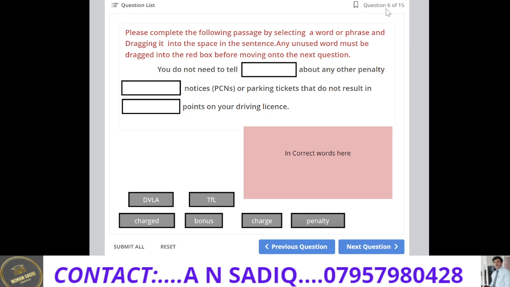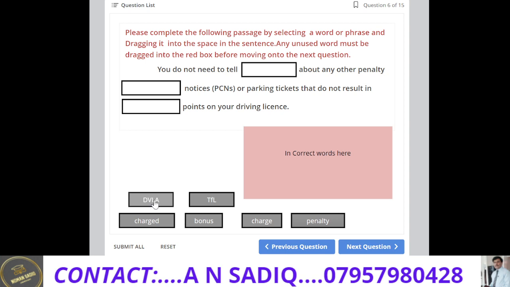So this is question number 6. You do not need to tell gap about any other penalty. Again, there is a gap. Notices like PCNs or parking tickets that do not result in, again there is a gap, points on your driving license. So let's fill in this. You do not need to tell whom you don't need to tell.